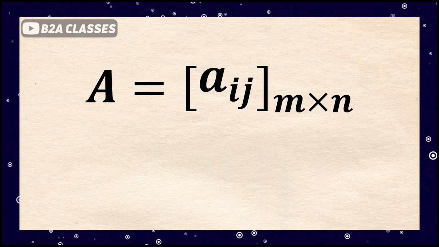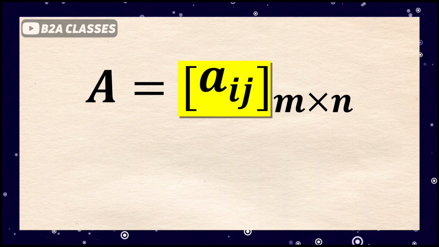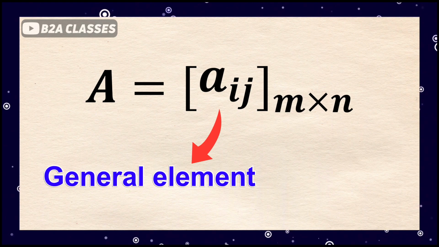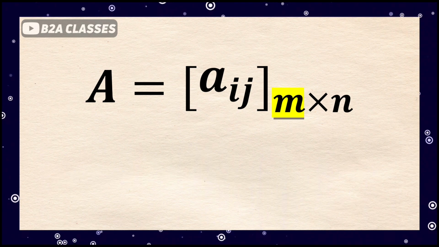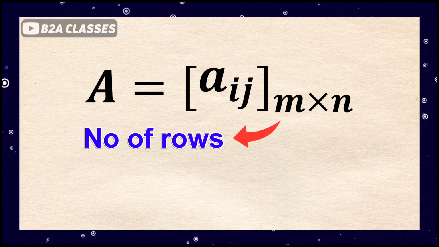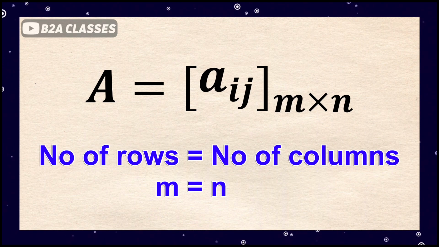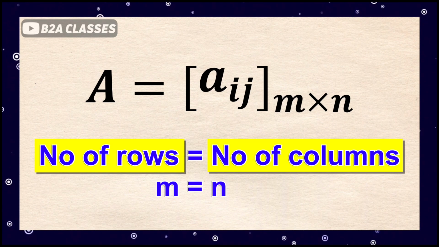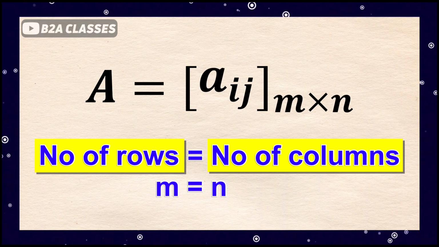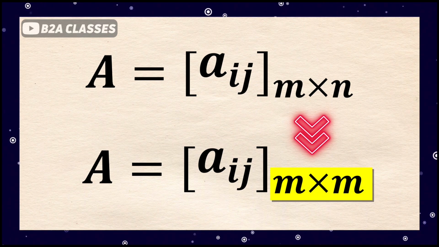In general, we use this notation to represent any matrix. In brackets, we write Aij. Aij represents every element in the matrix, lying in the ith row and jth column. M cross n in the subscript represents the order of the matrix. M means number of rows and n means number of columns. But for a square matrix, the number of rows equals the number of columns. That is, m equals n. So in general, we can write capital A equals Aij with subscript m cross m.